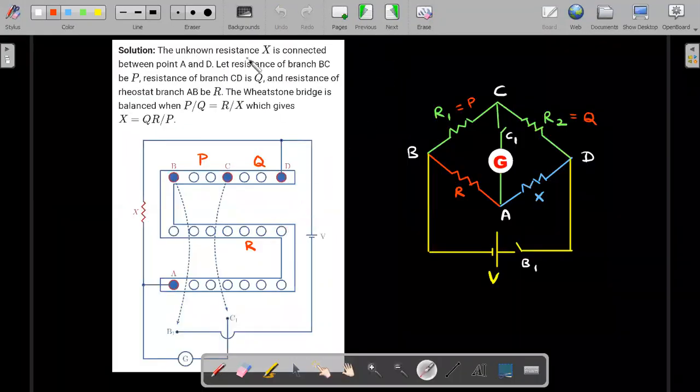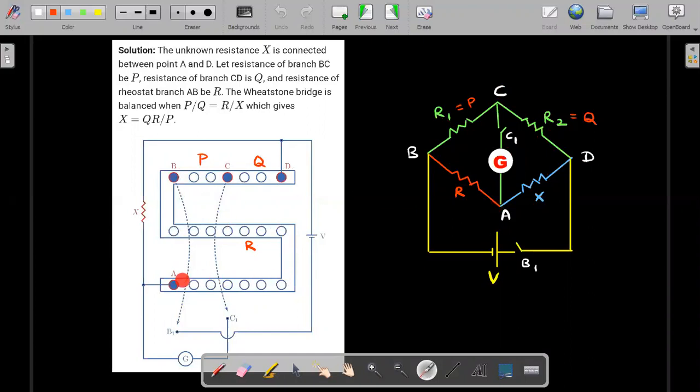So the unknown resistance X is to be connected between A and D. Okay, and that's very simple. You just have to draw this diamond shaped structure and mark all these points effectively. Remember, this is R1, this is R2. So C is the common point, always remember, for R1 and R2. Put C on the top. So B is here and D is here, and then A is on the other end of the B.